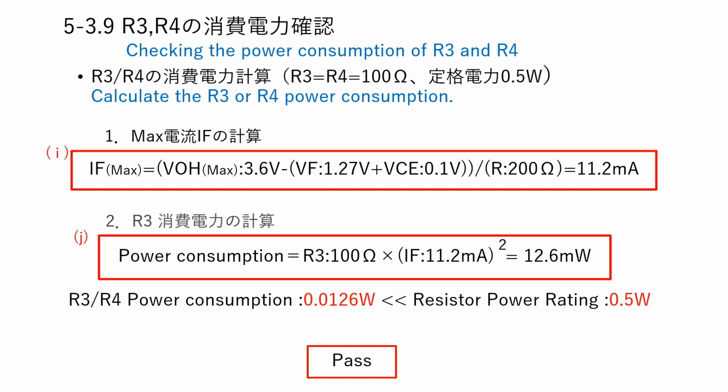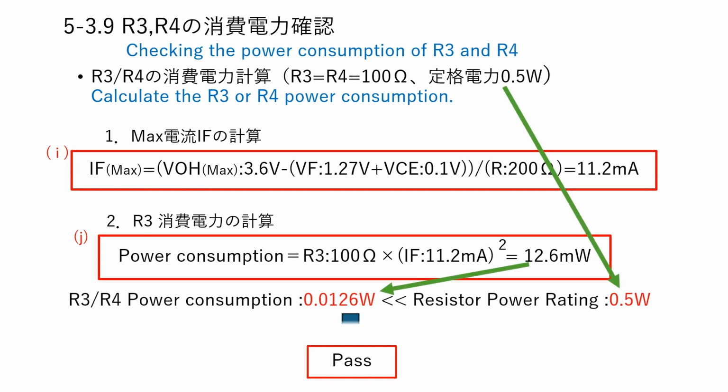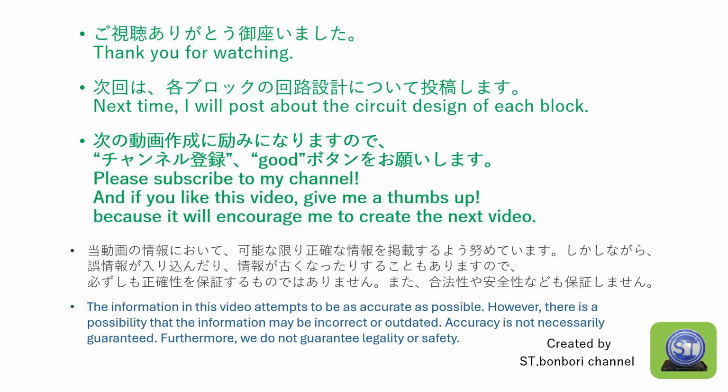2. Calculate the R3 power consumption. Calculate the power consumption of R3 using the red frame equation J. R3 equals 12.6 milliwatt. It was confirmed that the power consumption of resistor R3 was less than the power rating. The same is true for R4. Next time I will post about the circuit design of each block.